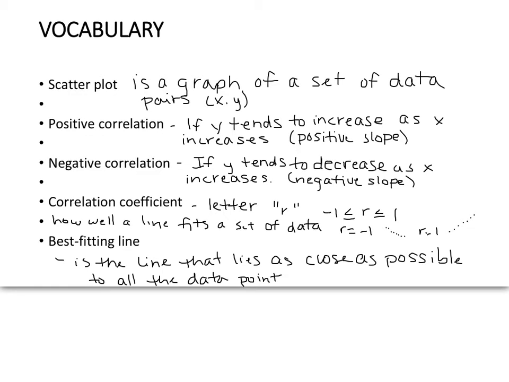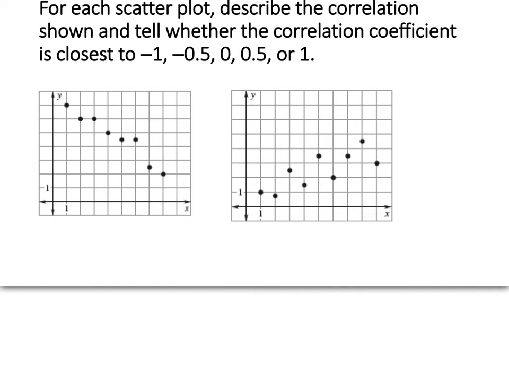And again, you've probably seen this before, but this is the least covered material that we continue to cover over and over, and I just wanted to make sure that you knew what we were starting with here. Alright, so this is an example of two separate graphs, and for each scatter plot we're going to describe the correlation shown and tell whether the correlation coefficient is closest to -1, -0.5, 0.5, or 1.